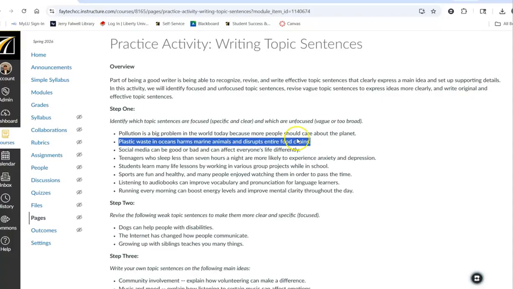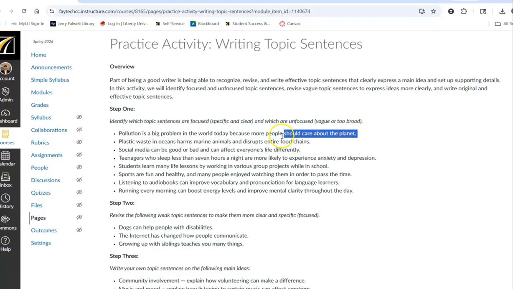Notice how specific that is compared to this, where it's just like pollution in general is a big problem, but it doesn't tell us what kind of pollution, it doesn't tell us what the problem is. And then this whole thing about more people should care about the planet doesn't tell us anything about how pollution's a problem. So you can see with those first two that the first one is unfocused or vague, and the second one is focused and specific.